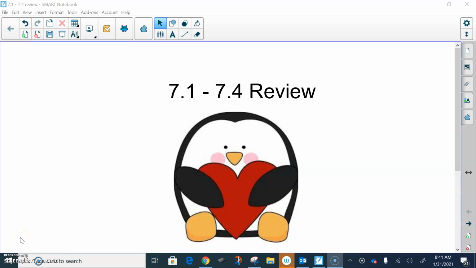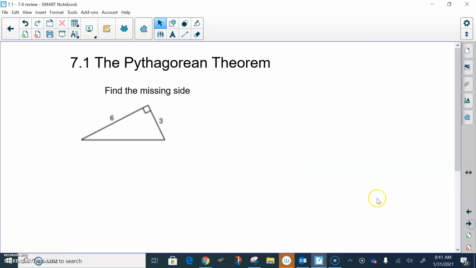This is Honors Geometry 7.1 to 7.4 review. I thought we would just do one of each type of question just to give you a quick review of what we've covered so far in the right triangle unit. First thing we talked about is the Pythagorean theorem, good old a squared plus b squared equals c squared.